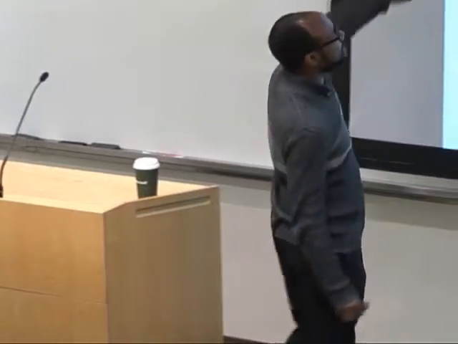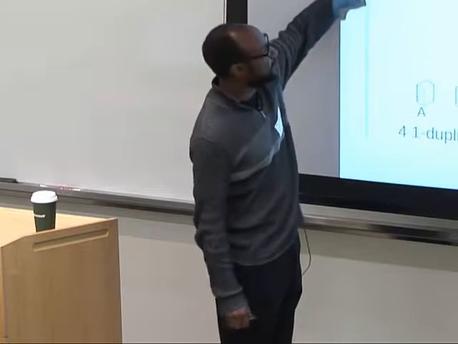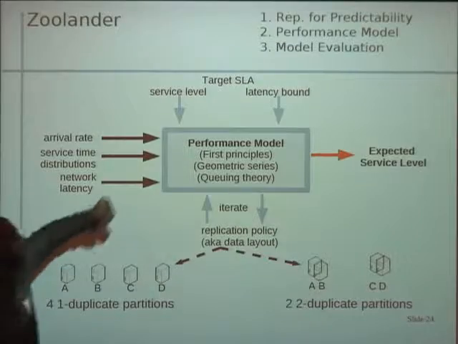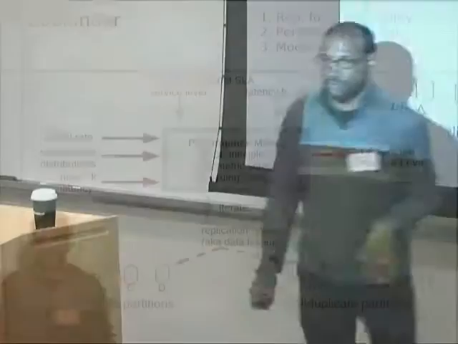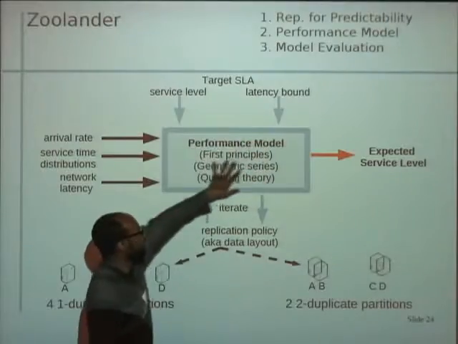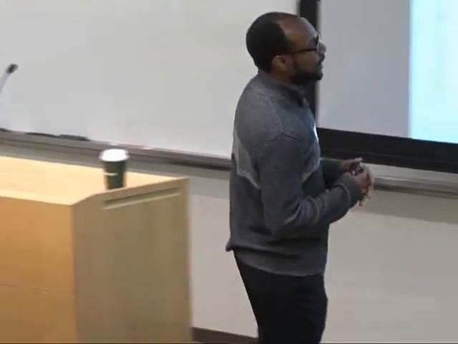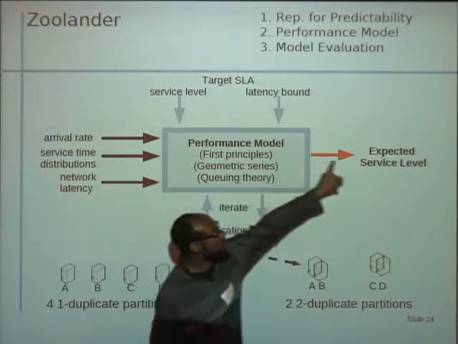So here's the bird's eye view of our model. We're taking as input some system metrics like arrival rate, service time distributions, and network latency, as well as the target SLA, in terms of service level and latency bound. I'm going to show you a whole bunch of equations inside of here that really are just a function of some first principles about the way replication for predictability should work, based on the example that I've shown you. At a high level, the model by itself is going to output the expected service level. So we're going to get a percentage out.